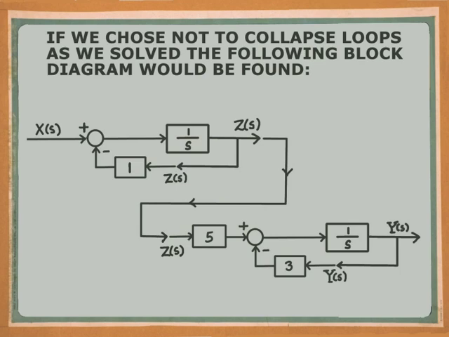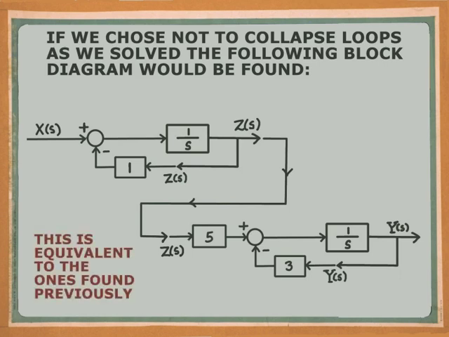Now in this second route to the solution, we chose to collapse our feedback loop before we connected system number 2 to system number 1. We don't have to do that. We can choose not to collapse the feedback loops before making the connection. In that case, we get the block diagram shown in this page. The input is X(s) on the left, and the output is Y(s) on the right.